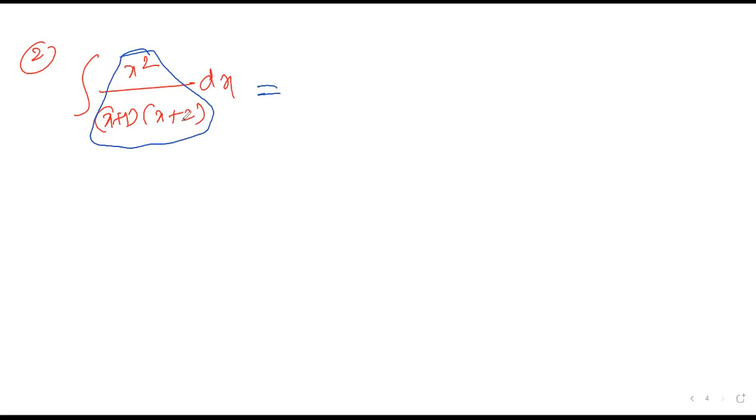X plus 2 whole square, right? Sorry for the interruption. x plus 2 whole square. The x cube will be the denominator, x square is the numerator. So it looks like method 1 only.